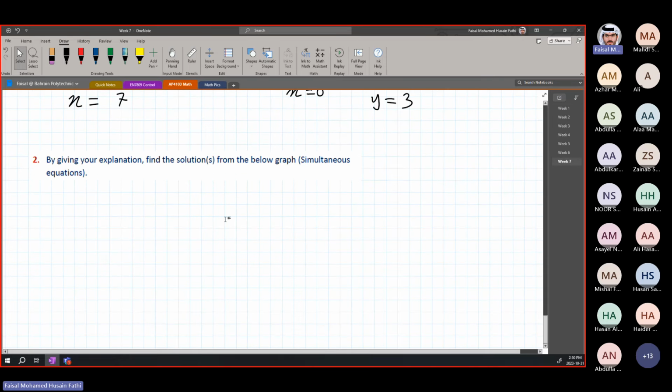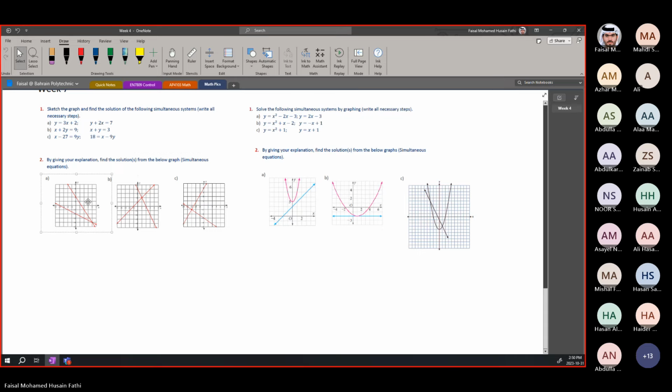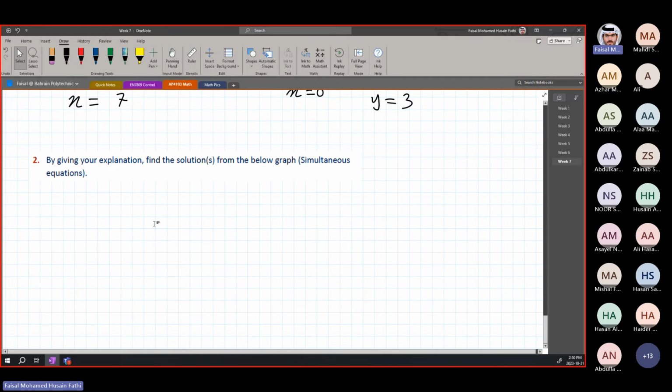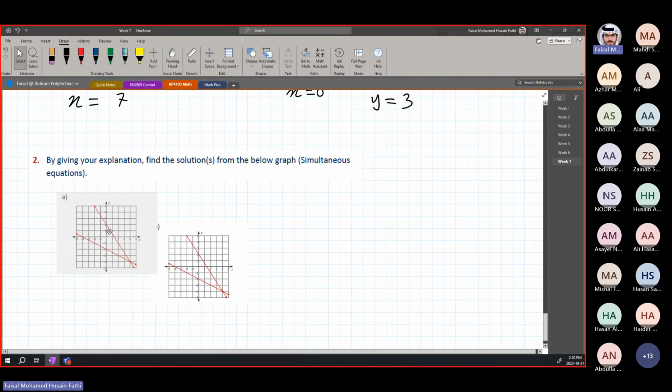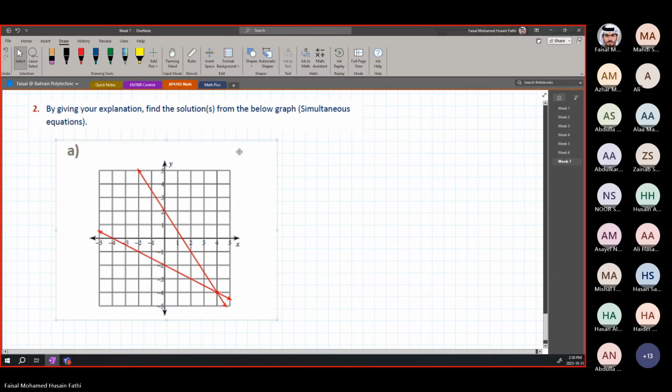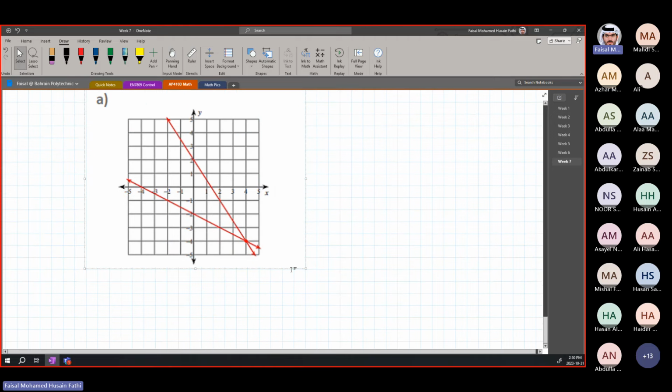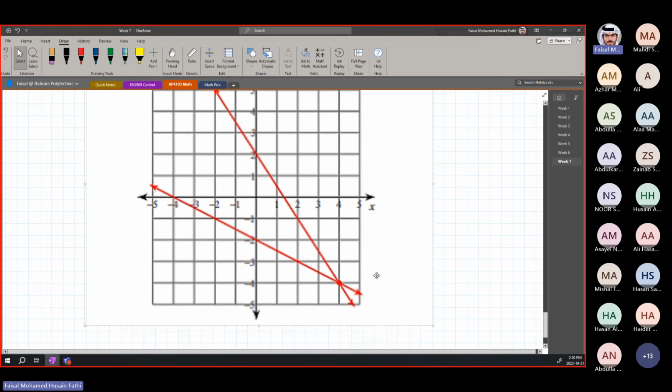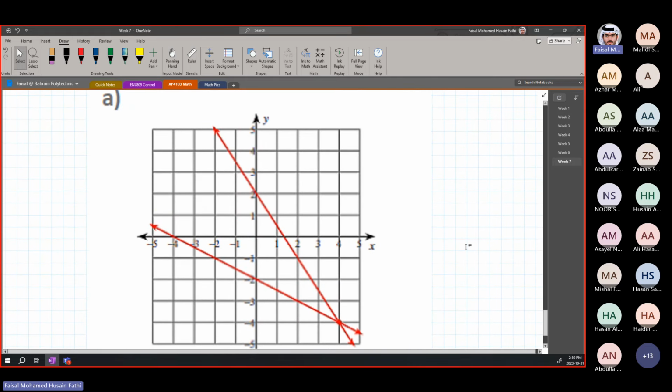So the question says, by giving your explanation, find the solutions from the below graph using simultaneous equations. So this is the graph that has been given.